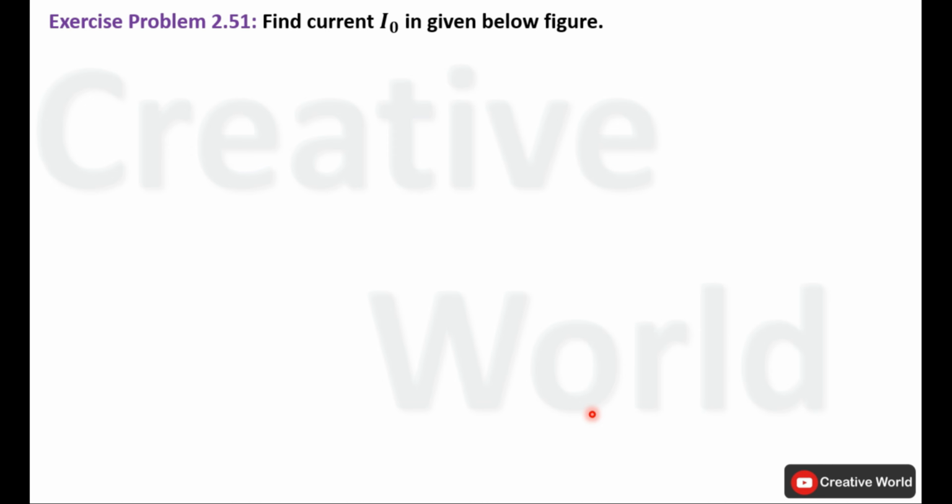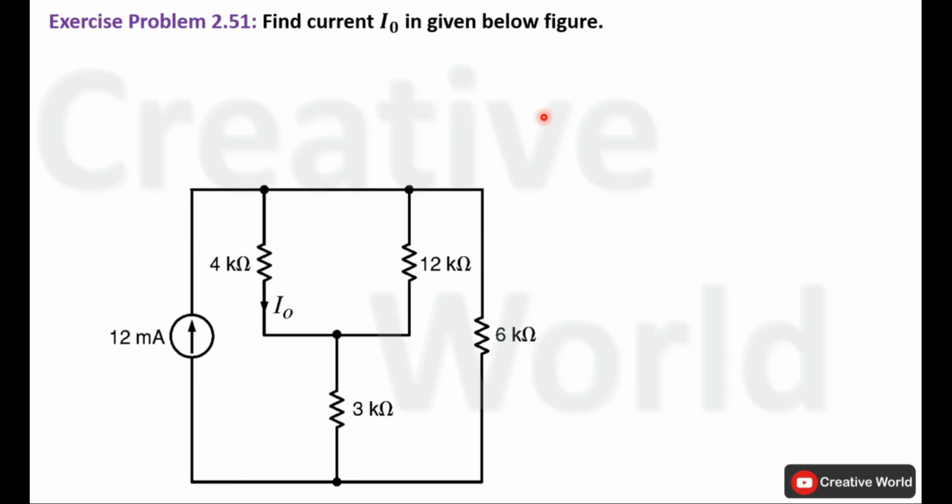Exercise problem number 2.51. Find current I0 in the figure given below. This is the circuit diagram of the given problem. We have to find current I0 inside this branch of 4 kilo ohm resistance. We can solve this problem with different techniques, but we will adopt the current divider rule technique because it is the easiest way to calculate current I0 inside this network.